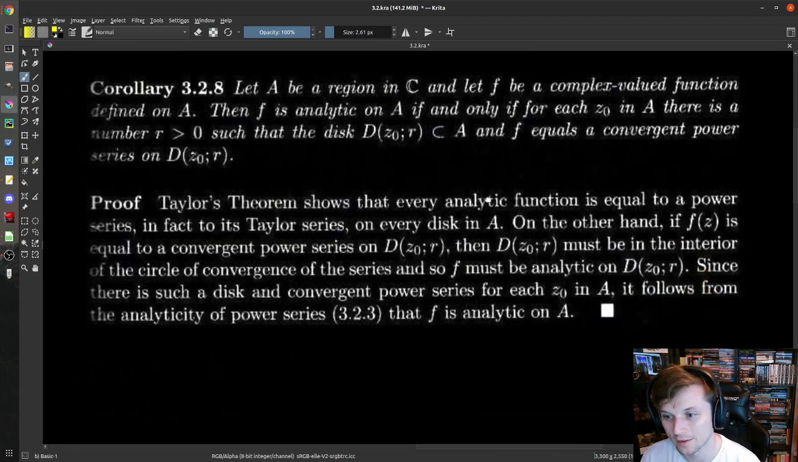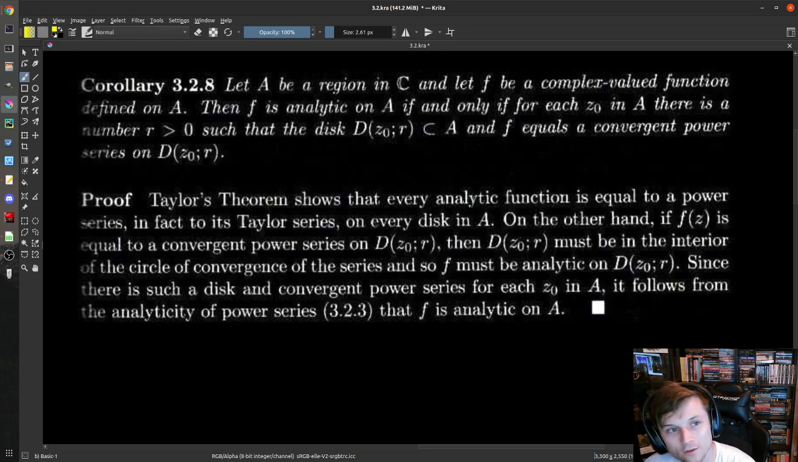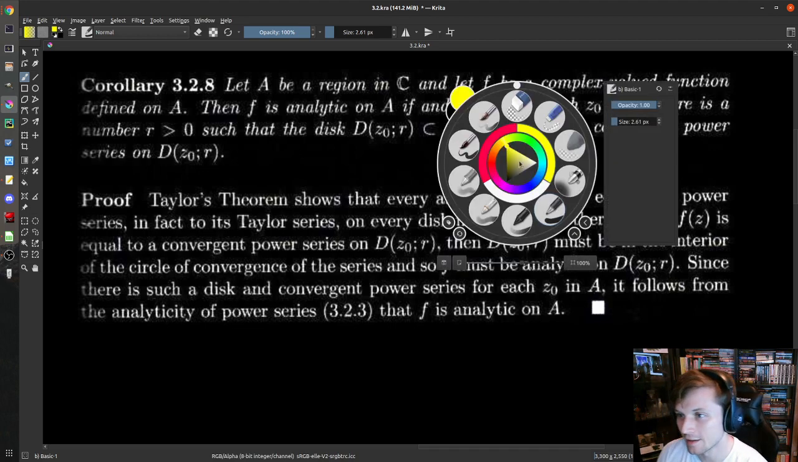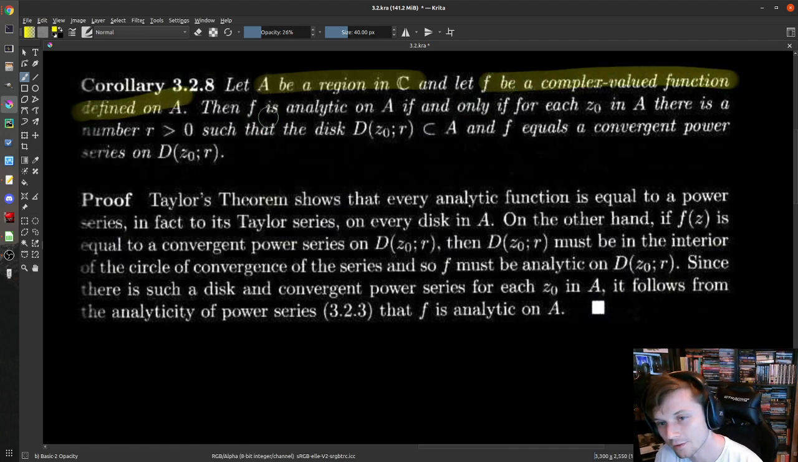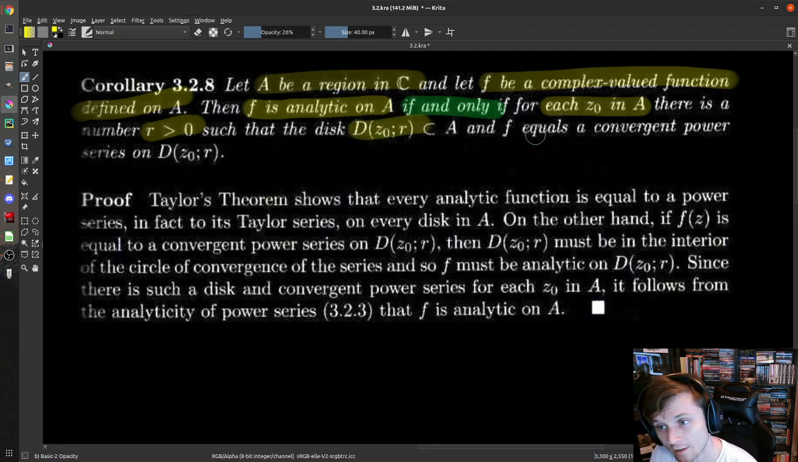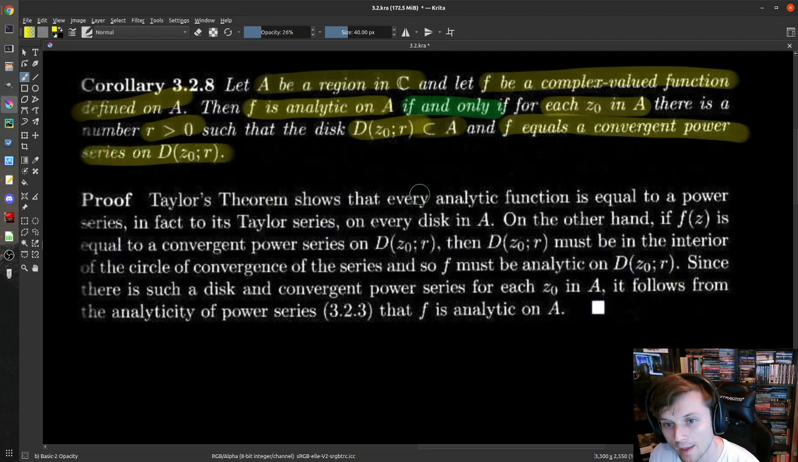However, there's a good corollary out of this, and this is where some of the more interesting parts of what we're going to do today start to come up. When you have a region A in C, and f a complex valued function defined on A, good. This is where it's fun. f is analytic on A if and only if, for each z naught in A, there is a number r greater than 0 such that the disk centered at z naught of radius r is contained in A, and f equals a convergent power series on that disk.